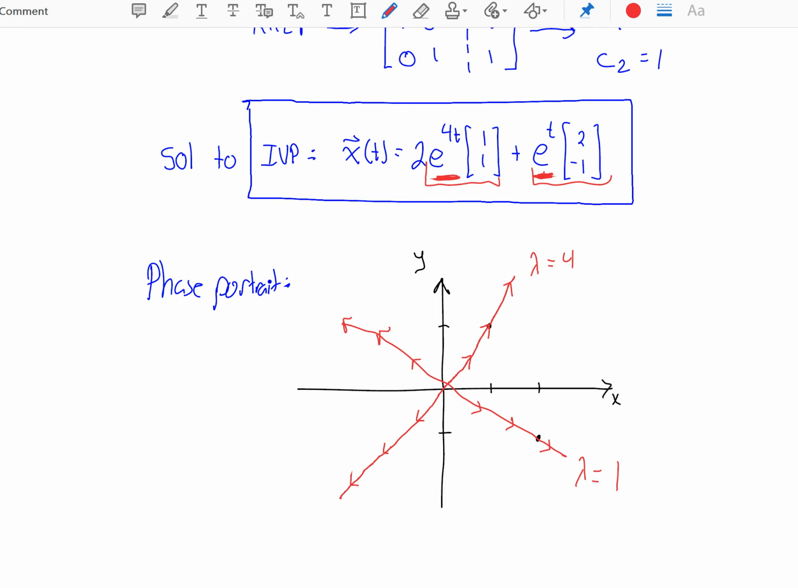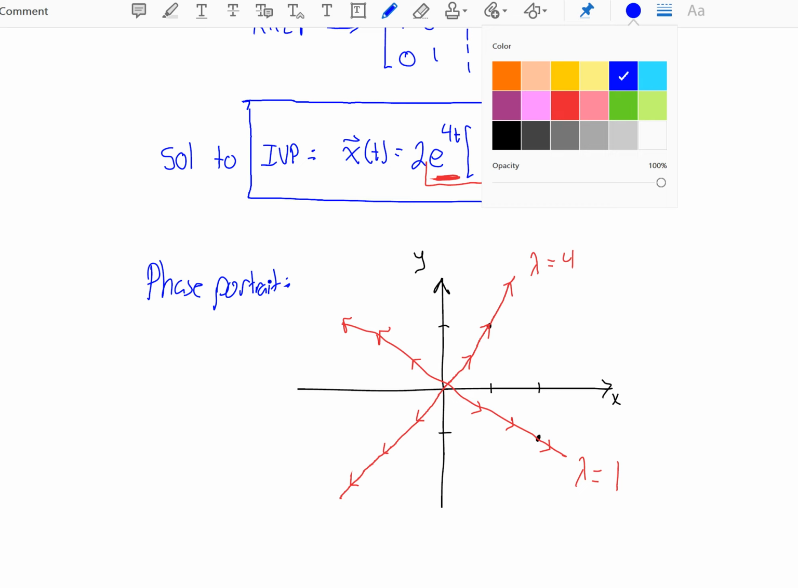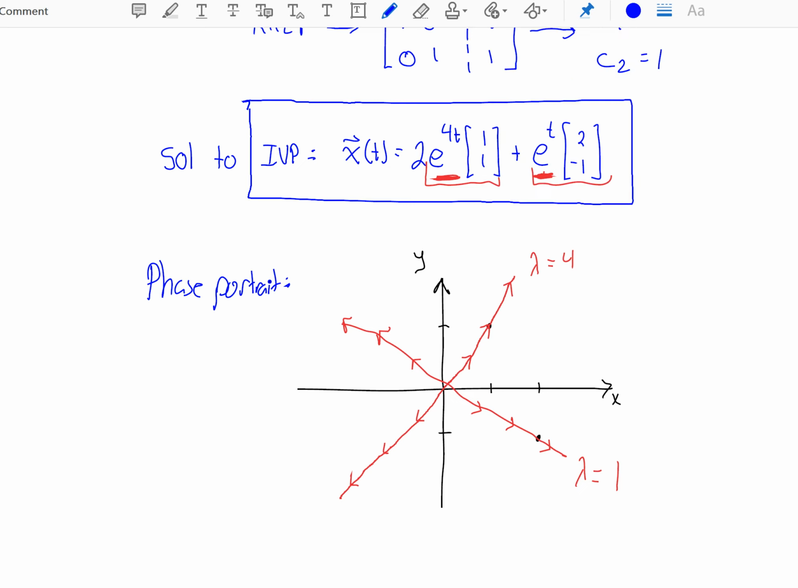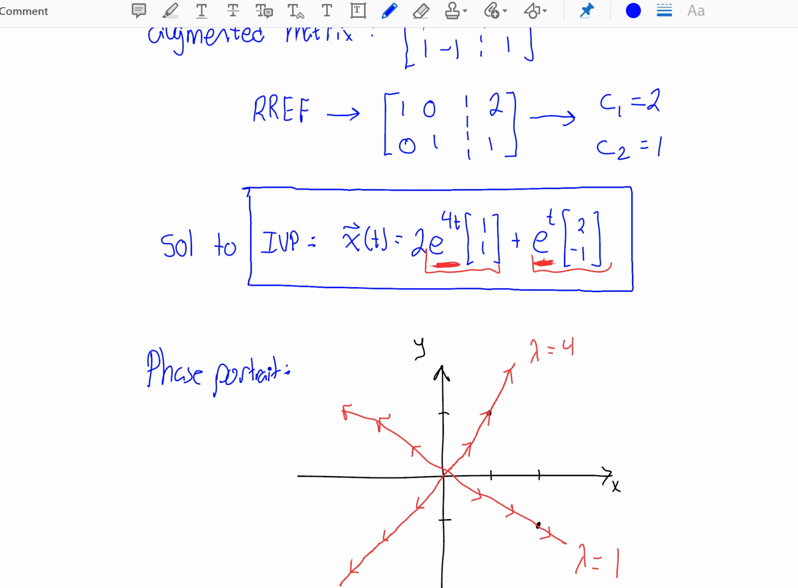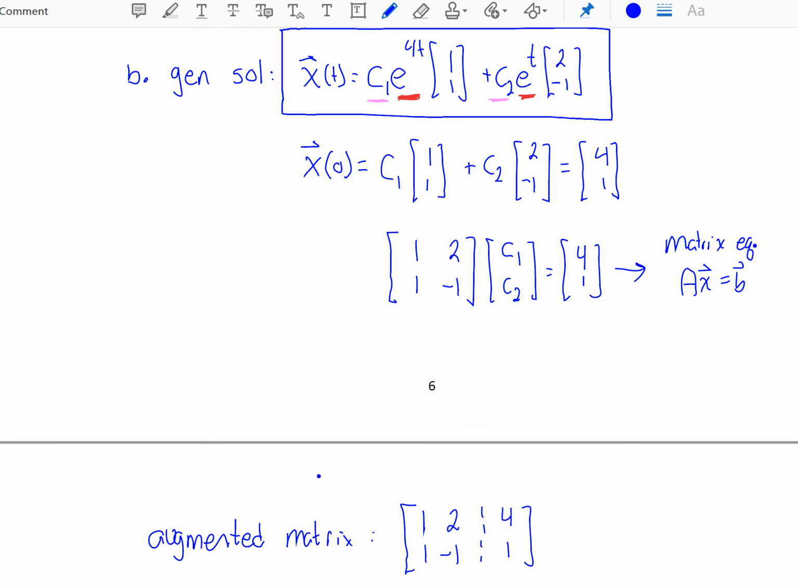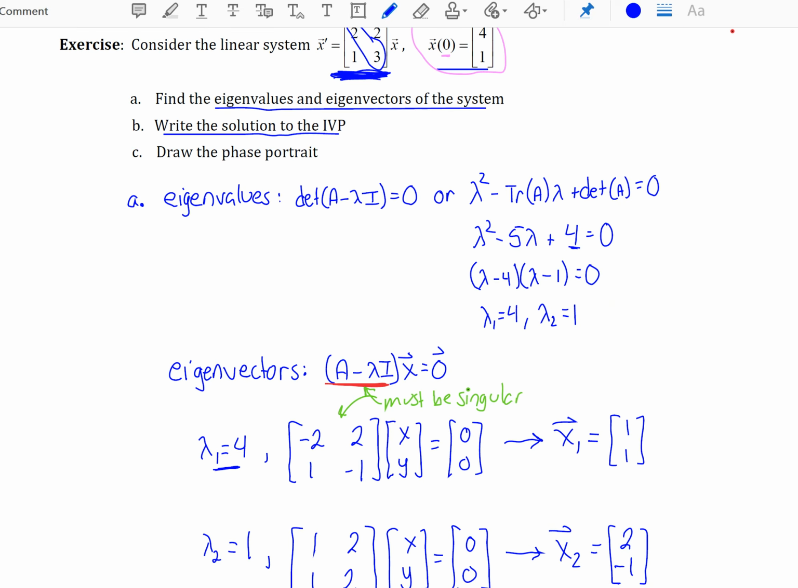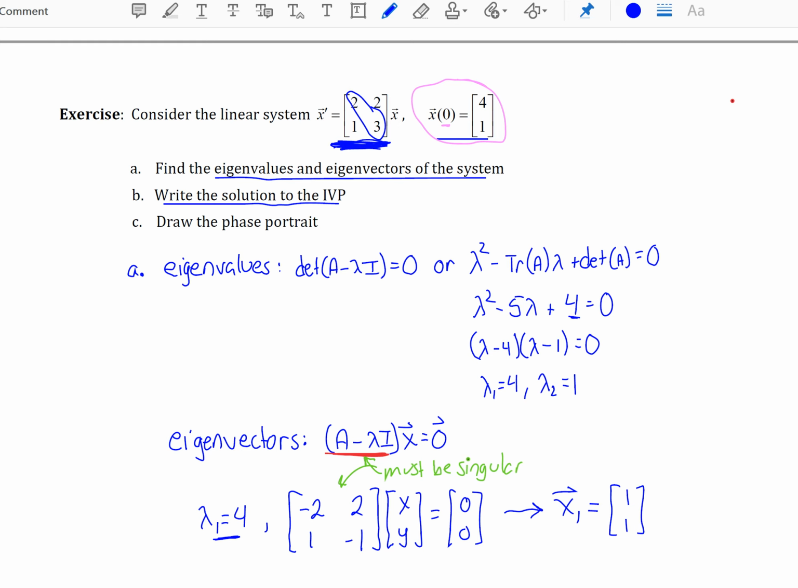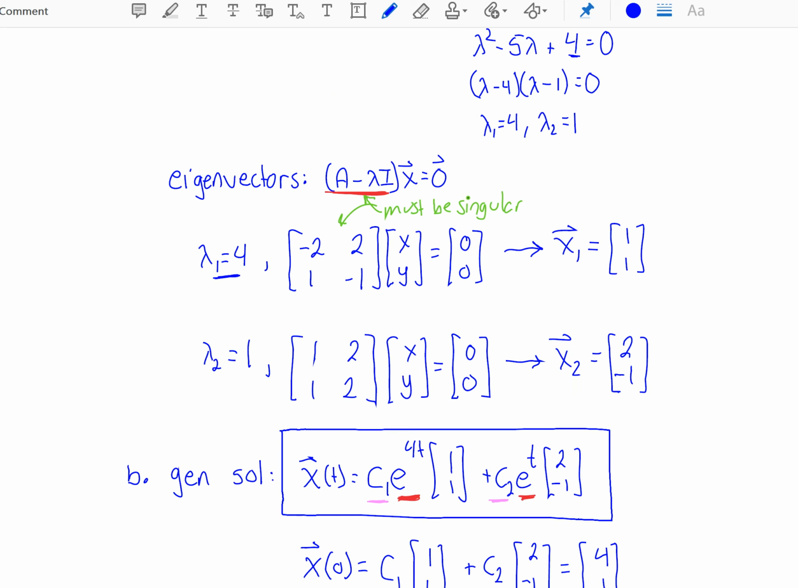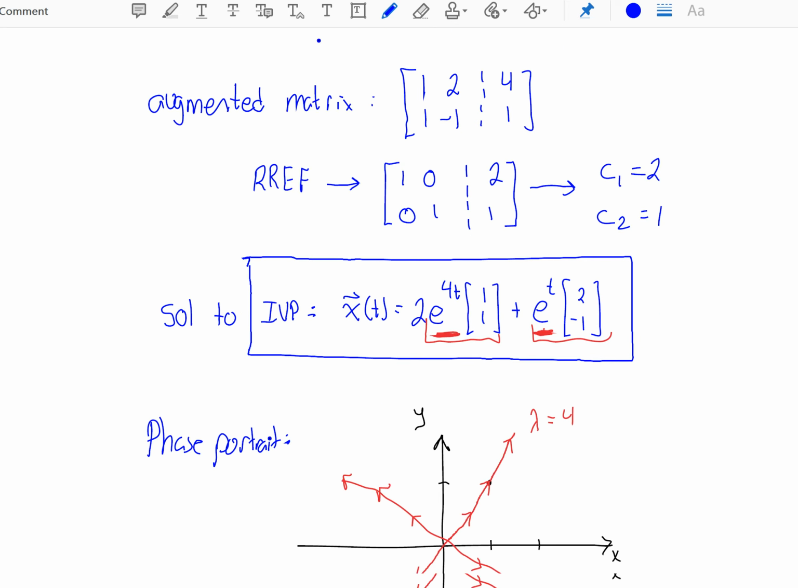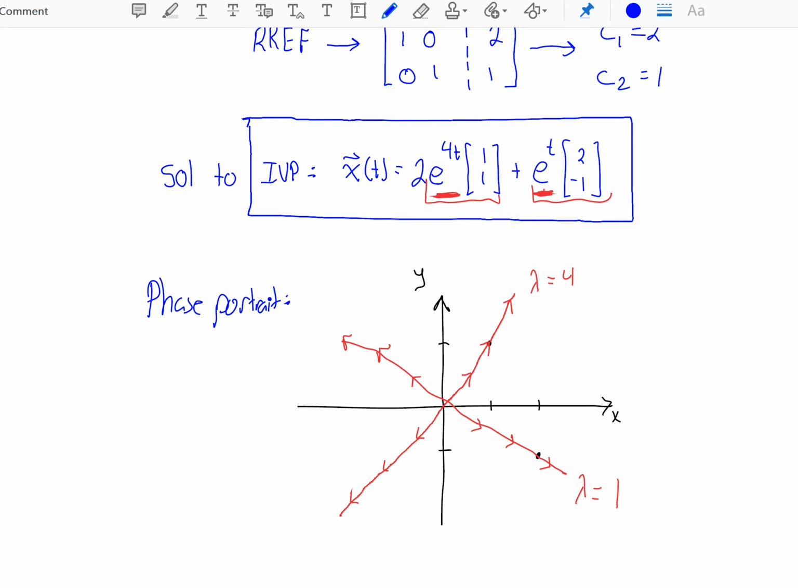And now I want to draw some other typical trajectories, some other solution curves. Maybe even the solution curve that went through the ordered pair of our initial value problem, which was 4, 1. So 4, 1 would be probably out here somewhere. What does the solution curve look like that goes through this point?